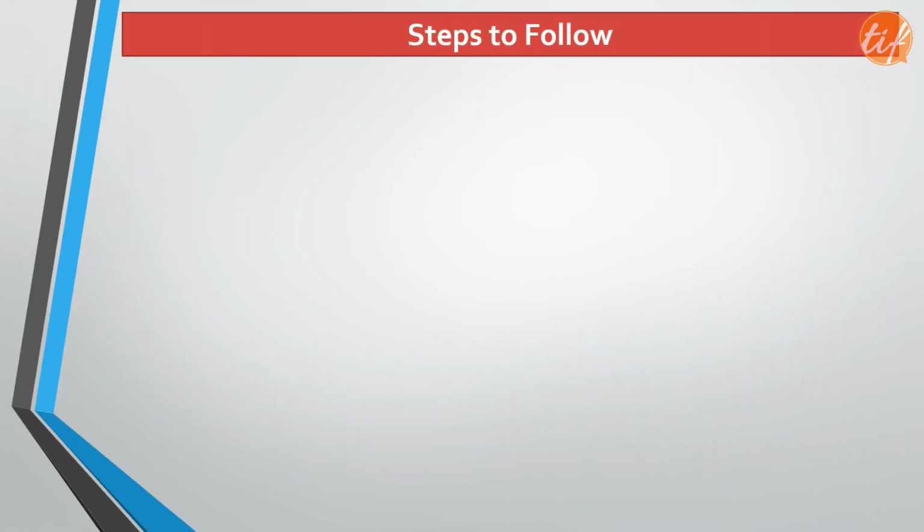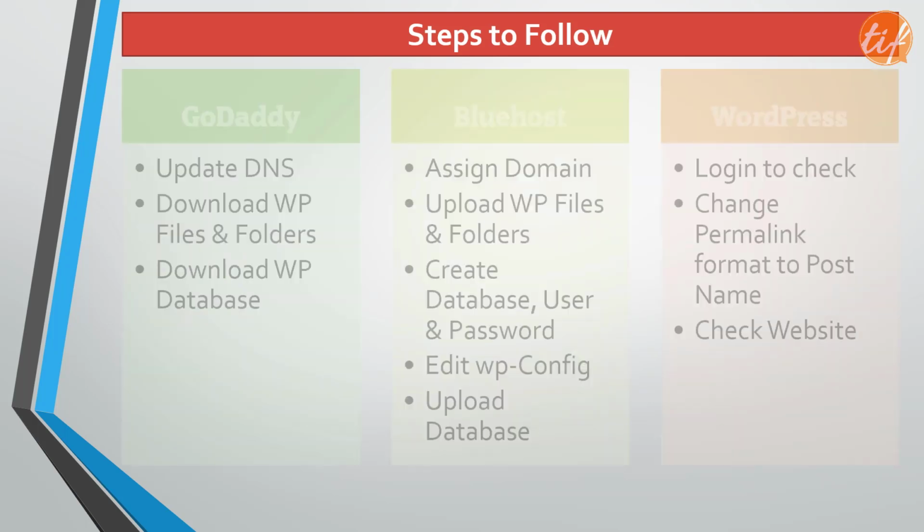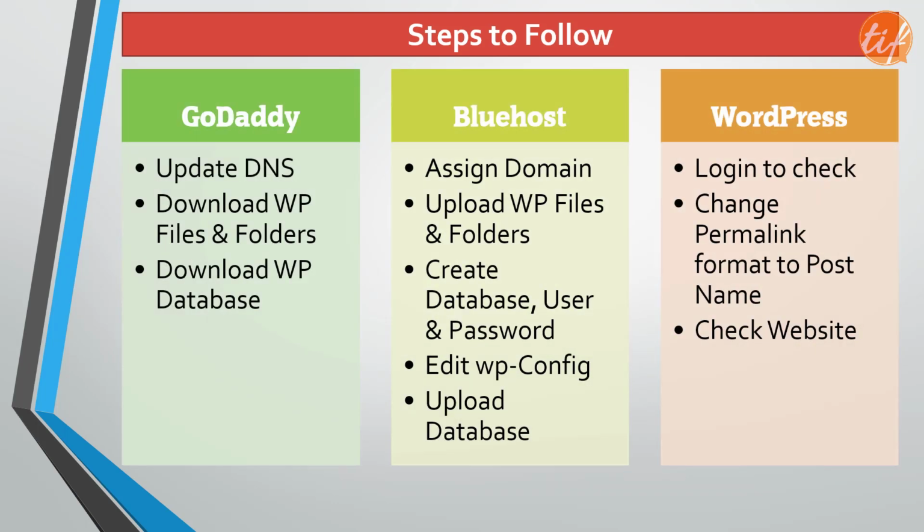Here are the different steps that we are going to follow to complete this process. We are going to use GoDaddy, we are going to use Bluehost, and also we are going to use WordPress to complete the process. The first part of the entire process will be done on GoDaddy, and the second part would be done on Bluehost. And at the end, we'll log into WordPress to check if everything is working for our website.